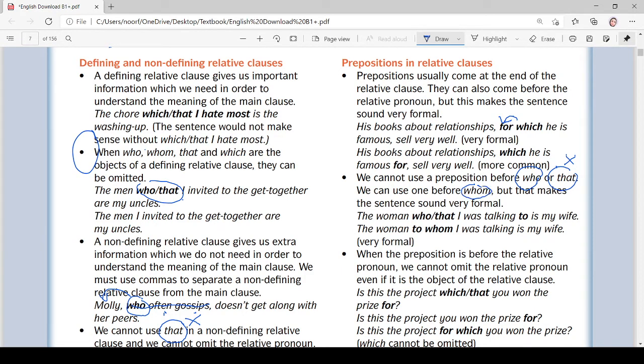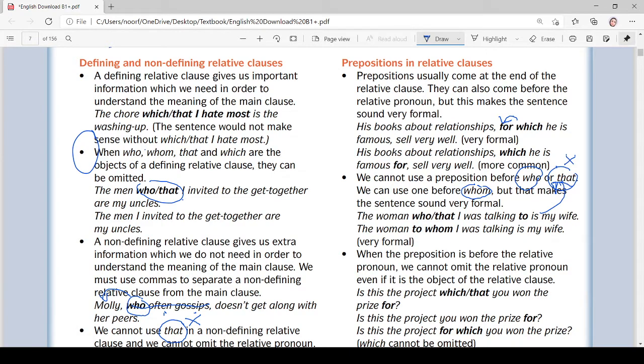Whom ni, macam saya cakap tadi, to whom, kepada siapakah saya nak, to whom may I give the book to, kepada siapakah saya nak bagi buku ni. That makes the sentence sound very formal. So kalau kita gunakan before whom, the woman who I was talking to is my wife. Oh, yang ni tadi. Kita tak boleh nak gunakan dia sebelum, tapi kita boleh gunakan selepas. The woman who I was talking to is my wife.